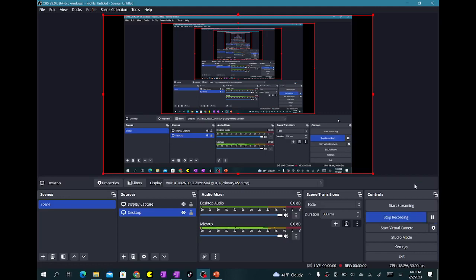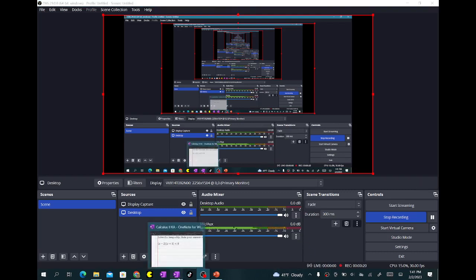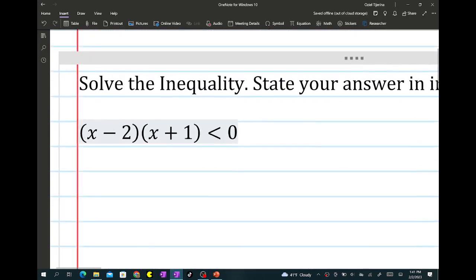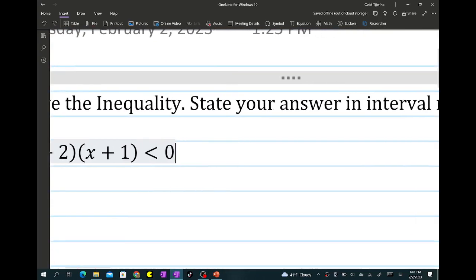Okay, so hello guys. I wanted to make this really quick video. Now that we're done with absolute value inequalities, I wanted to move on to quadratic inequalities. So we're going to do an example, and it says solve the inequality and state your answer in interval notation.